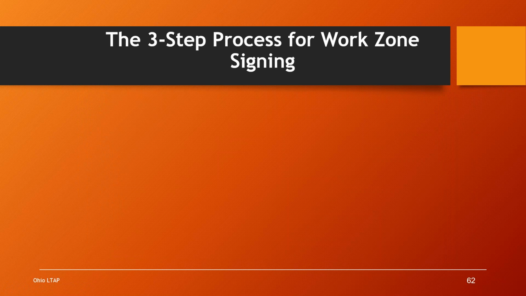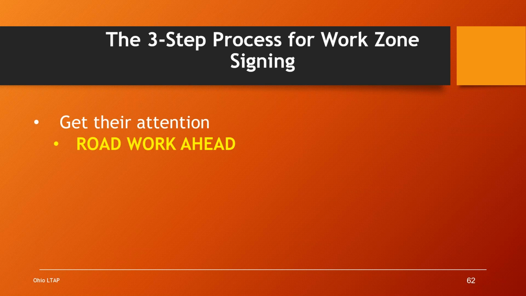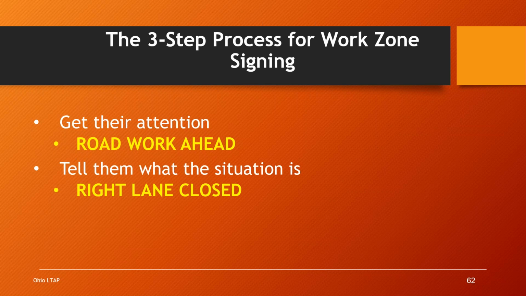So we have a 3-step process for our work zone signage. How do we determine which sign says what? Well, the first sign is where we need to get the motorist's attention, and that's the sign that says road work ahead. Or if you're a utility person, then you could also say utility work ahead. And then the second sign is where we tell the motorist what the situation is that lies ahead. So right lane closed is a sign, for instance, that we would use on a multi-lane road to tell them that the rightmost lane is closed ahead.